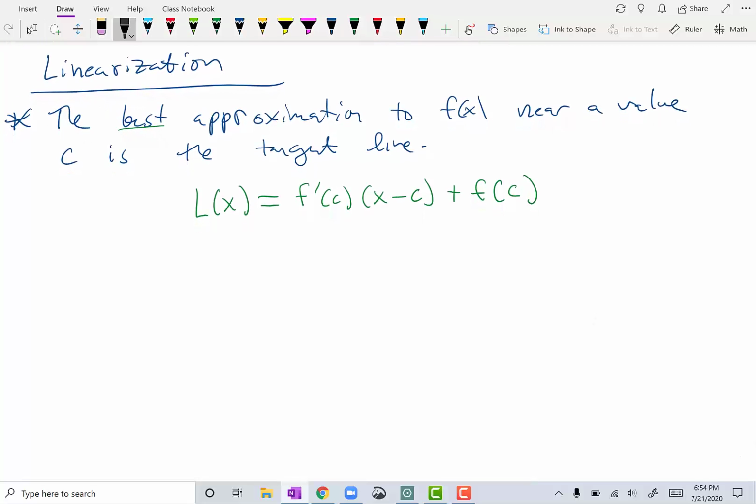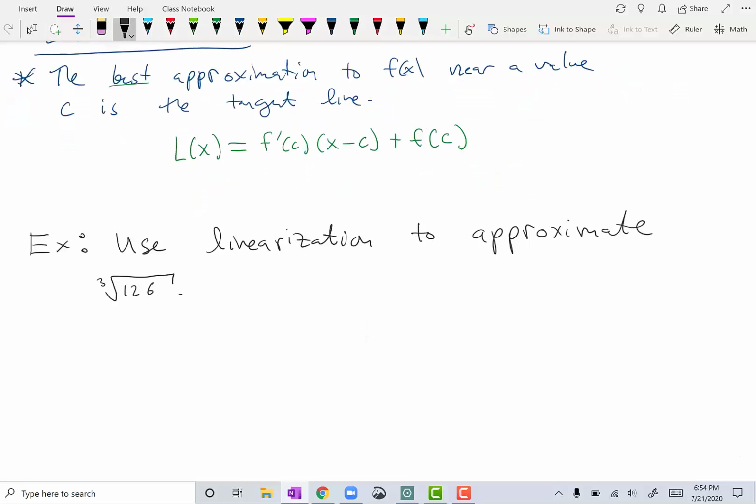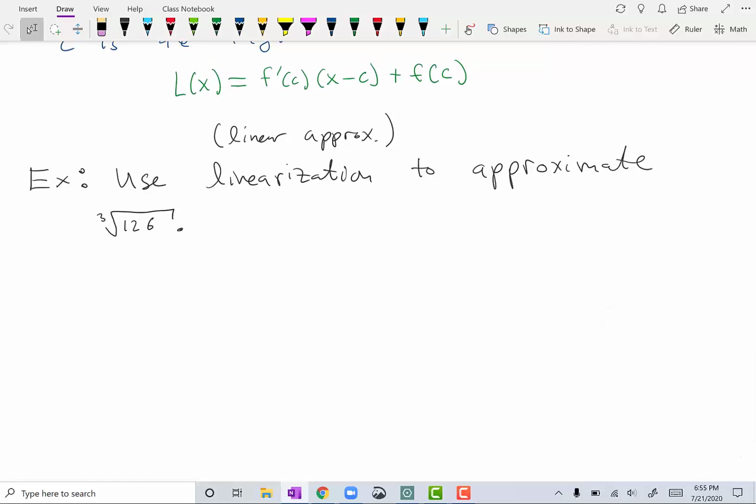Okay, and then we're going to conclude this video by doing one example. So this question is asking us to use linearization, or sometimes you'll just see the words linear approximation, to approximate this cube root value, the cube root of 126. Now that's something we could just plug into our calculator. So suppose we didn't have a calculator. How could we use calculus to get a quick idea of where this number is close to?